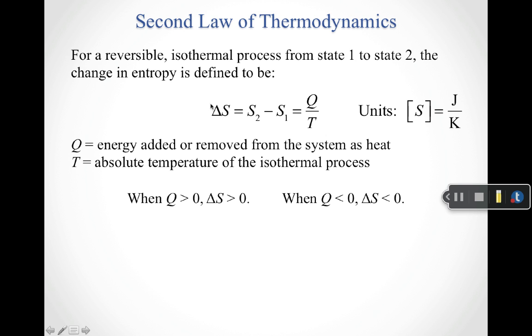And I also notice that I can have a positive or negative change in the entropy by making this term, my energy transferred as heat, either positive or negative. So my absolute temperature is always going to be a positive number, right? Kelvin, right? We can't get to 0 Kelvin, so we're always going to be at some positive temperature. So whether my change in entropy is positive or negative is really just an issue of whether this energy transferred as heat is positive or negative.